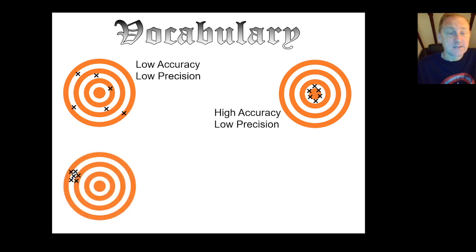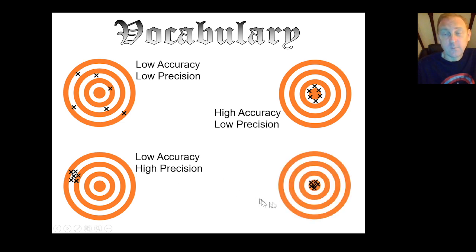Here's the opposite. Our shots are very, very close to each other, but they're not hitting the target. This is an example of low accuracy and high precision. And then finally, what we're shooting for, literally, is we want our measurements to have high accuracy and high precision.